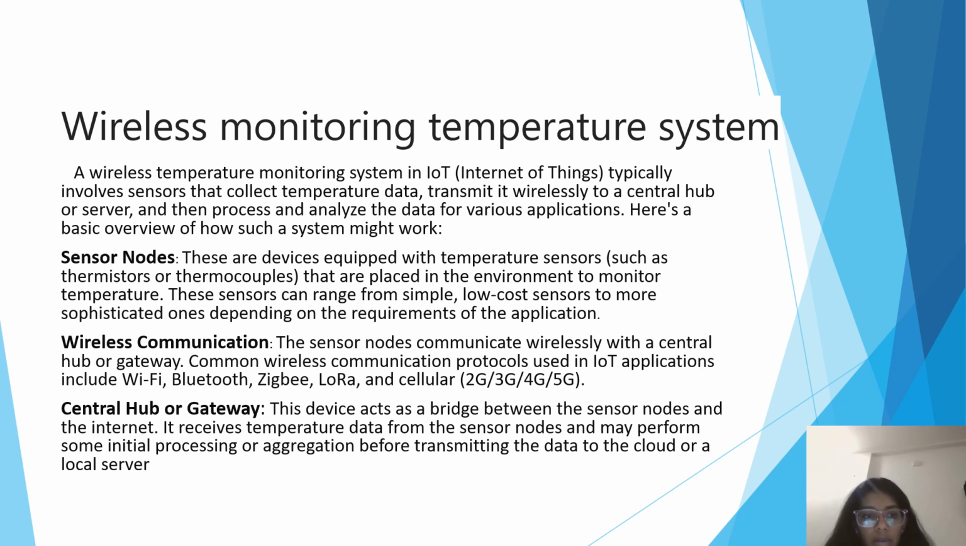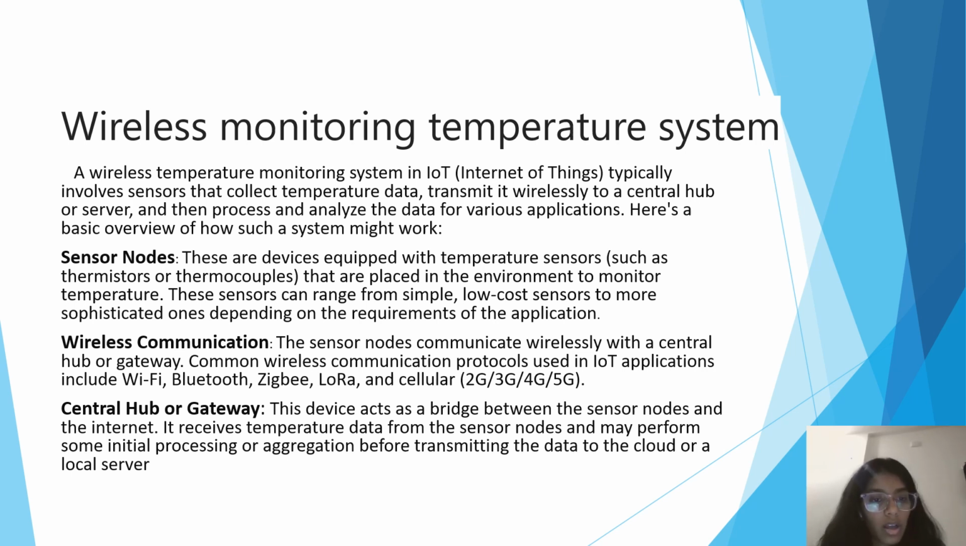of the application. Wireless communication. The sensor nodes communicate wirelessly with a central hub or a gateway in between. Common wireless communication protocols that are used in IoT applications are Wi-Fi, wireless fidelity, Bluetooth, Zigbee, LoRa, and cellular, that is 2G, 3G, 4G, as well as 5G.